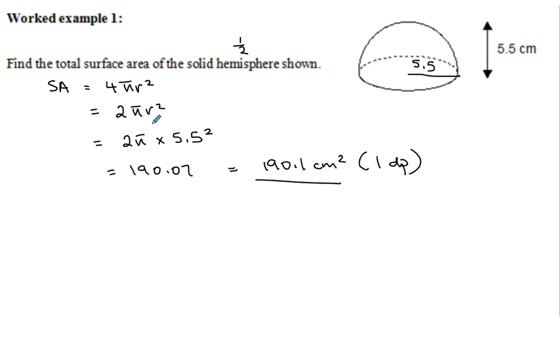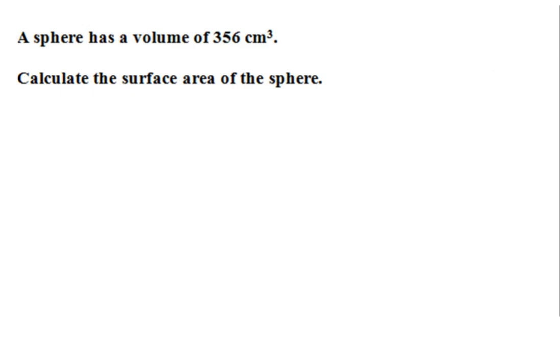Just about the formula, isn't it? A sphere has a volume of 356 centimeter cubed. Calculate the surface area. So it's given us the volume and it asks us to find the surface area.